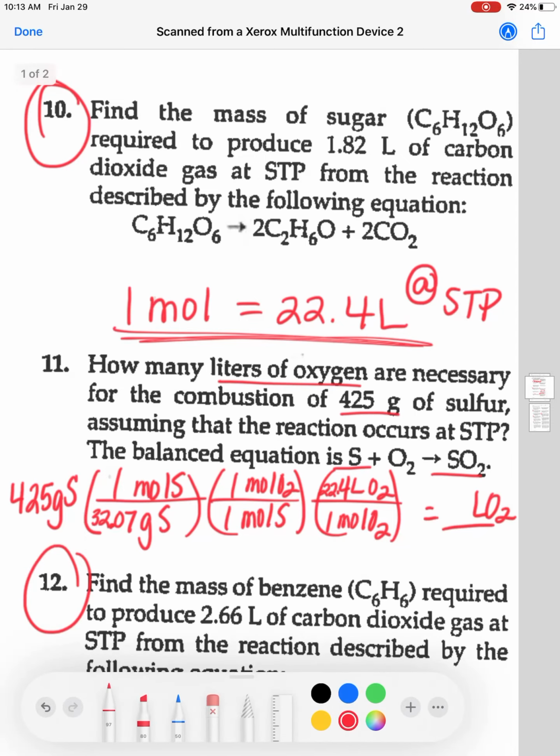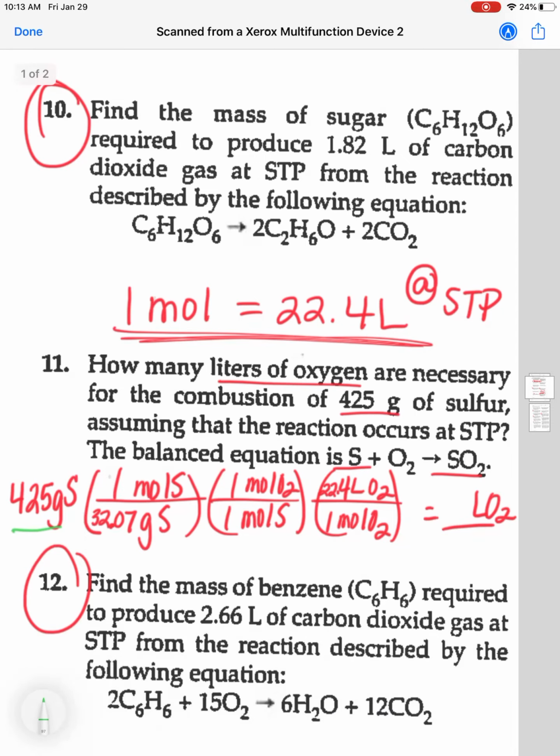So we're going to begin with the 425 that they gave us in the problem. I'm going to divide by 32.07. Then you would multiply by 1, divide by 1, which doesn't change your number. Then we're going to multiply by 22.4 for the last factor, and I get 297 liters of oxygen.